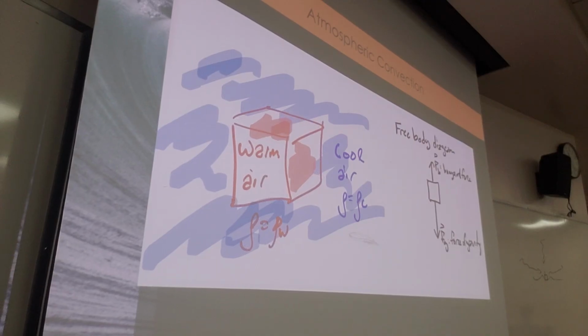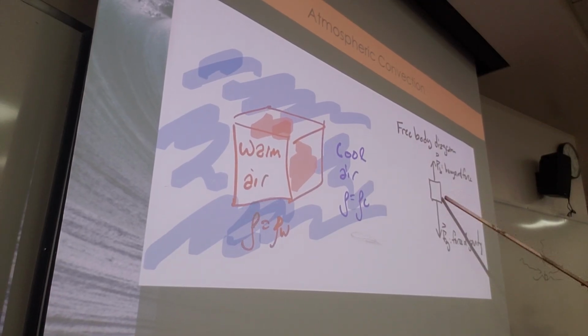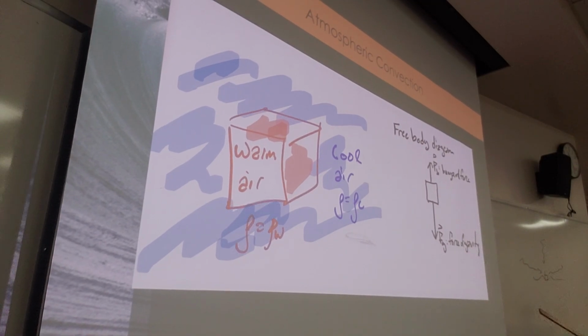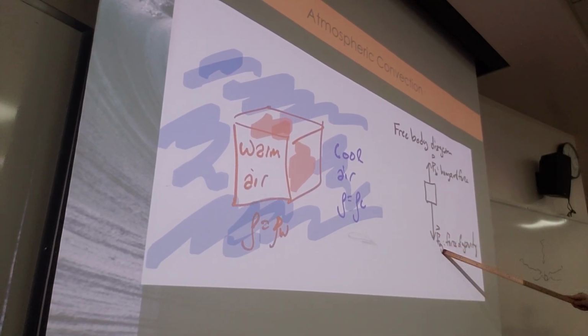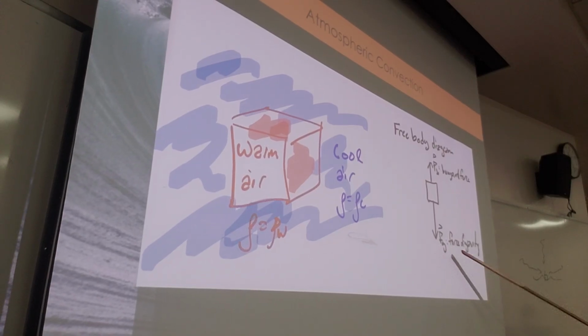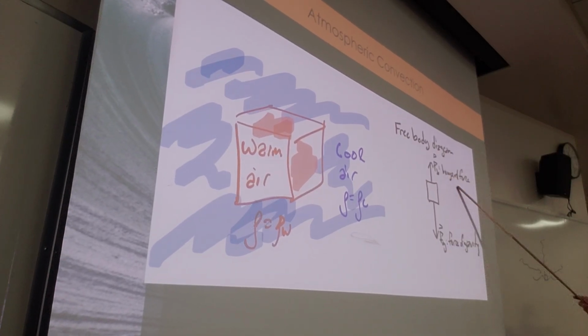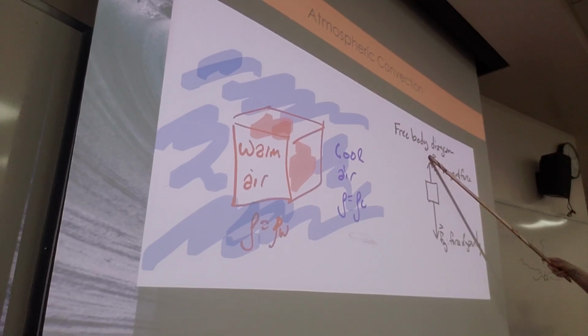And so what does our free body diagram look like? Well, here's our parcel of air in the middle. There are two forces acting on this parcel. We have the force of gravity that pulls it down, that always acts on anything. And then we have the force of buoyancy, and that comes from Archimedes' principle, pushing it up.